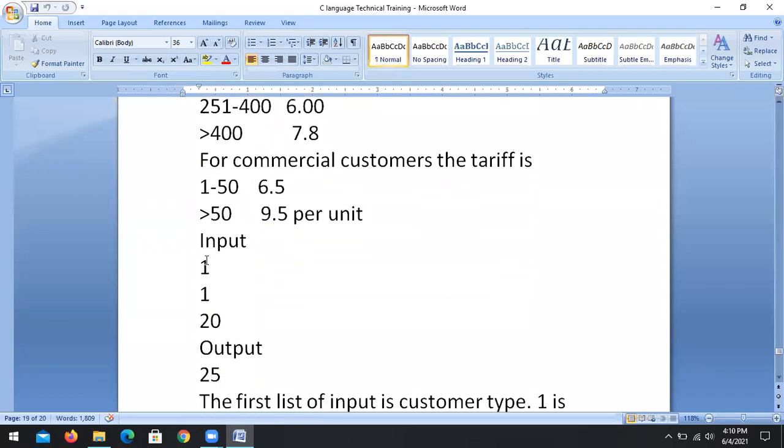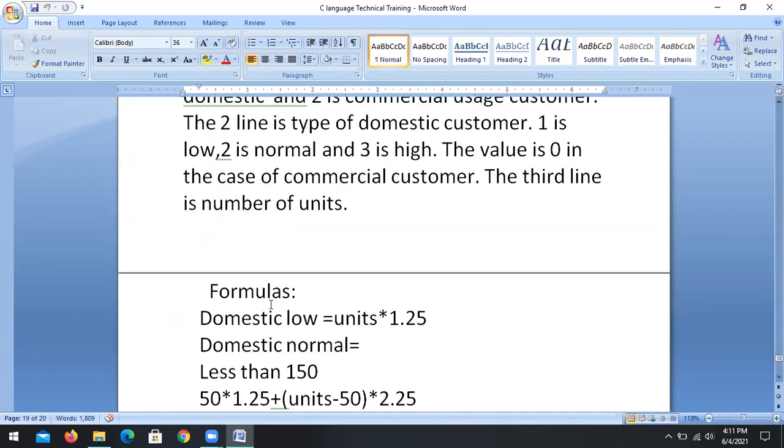The input is like this. The first line of input indicates the customer type. One indicates domestic, two indicates commercial, otherwise it is wrong. If it is one, we check again whether it is one, two, or three: one indicates low usage, two indicates normal usage, three indicates high usage. If it is not 1, 2, or 3, then there is an error. If you give zero, that indicates an error. The third line of input indicates the number of units consumed. So this is the problem statement.